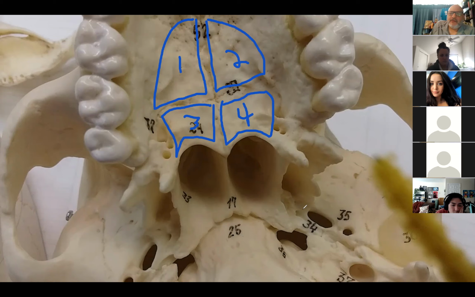Why is it called a process if it's not sticking out? It does stick out. Remember, the palatine bone is like an L. The bottom part of an L sticks out. The maxilla has a part that sticks out. These things do stick out. They are processes. I promise you they stick out. Okay. All right.